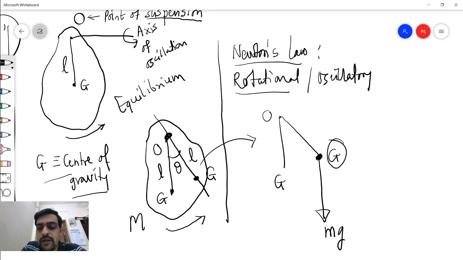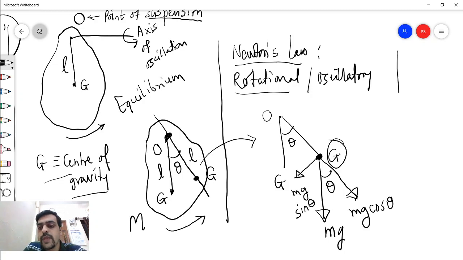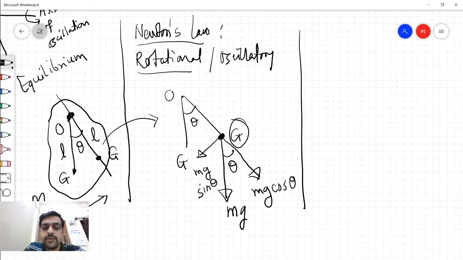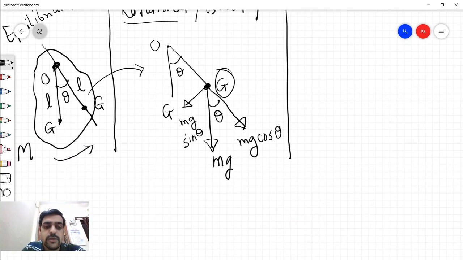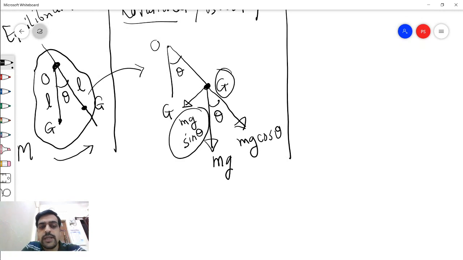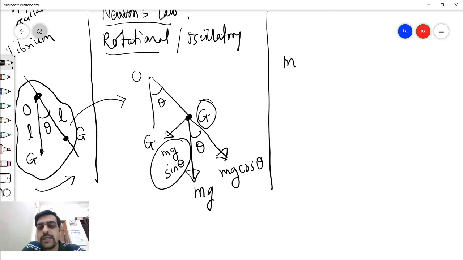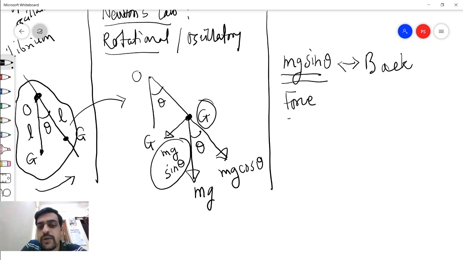Now this force can be resolved along two components. If this is theta, then similarly this will be theta, and this component will be just mg cos theta, and the other component will be mg sin theta. Now just focus on this component. Since this is directed towards the left, this mg sin theta component is responsible for bringing the pendulum back to its equilibrium position. Now this force, or this component of force, applies a torque on the body.